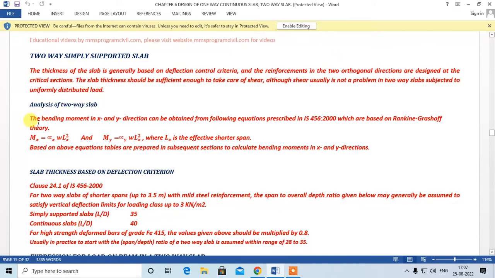Analysis of two-way slab. The bending moments in x and y directions can be obtained from the following equations prescribed in IS 456-2000, which are based on Grashof theory. Mx is equal to alpha x w Lx square, where w is the load in kilonewton per meter square, and Lx is the effective shorter span. Similarly, My is equal to alpha y w Lx square.